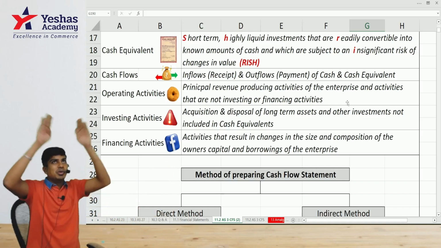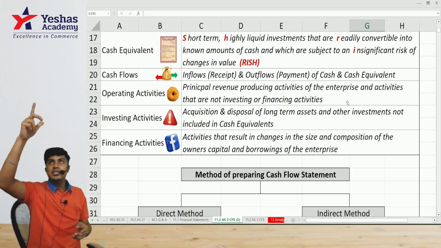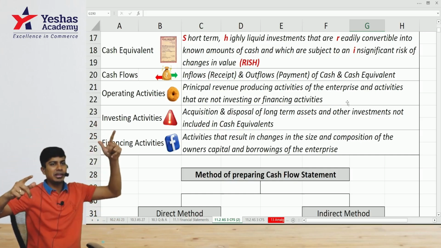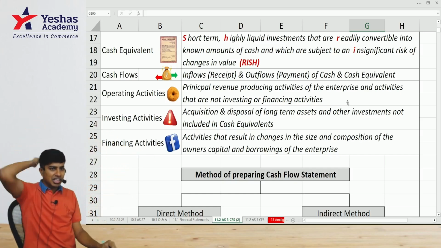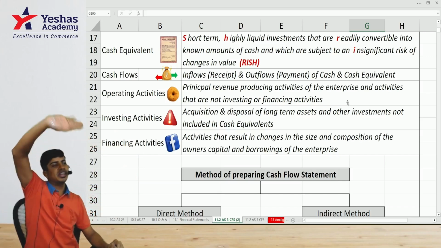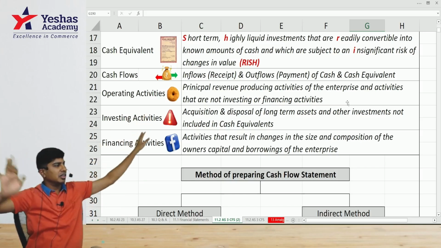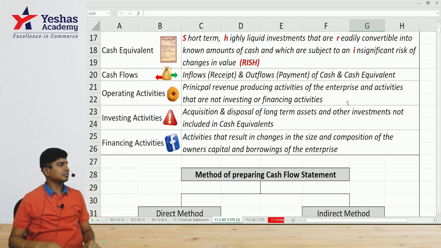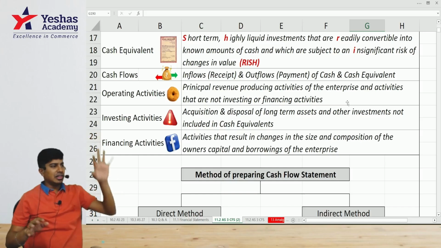That's it. Cash book, whatever you prepare, you write balance brought down, balance carried down, receipt, payment. I don't like it. I'll take a Ninja Sword. I'll cut it into three parts. First part, financing. Second part, investing. Third part, operating. You are writing all the receipts, all the payments together.